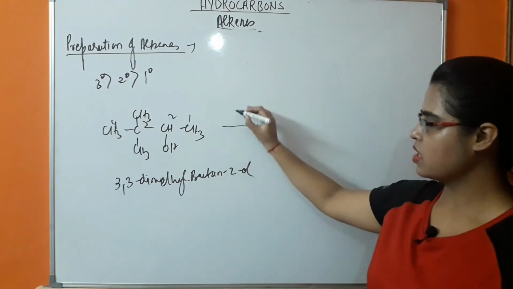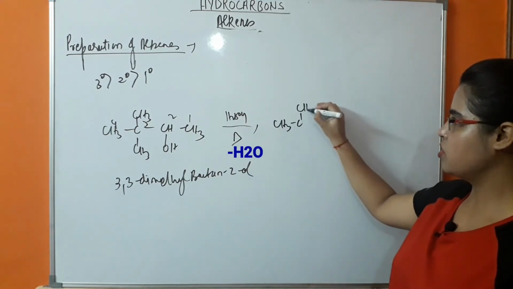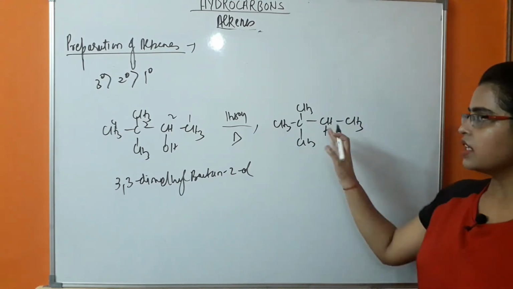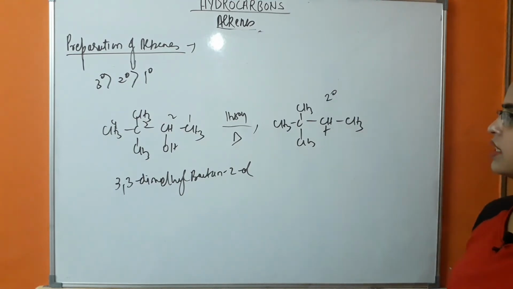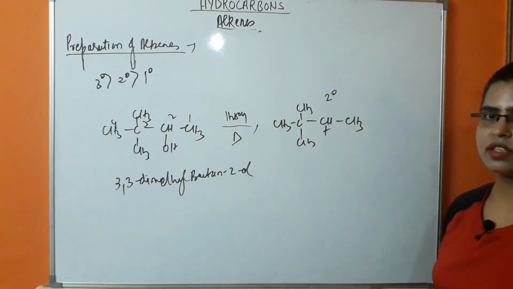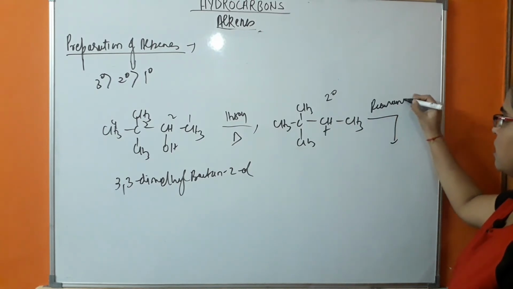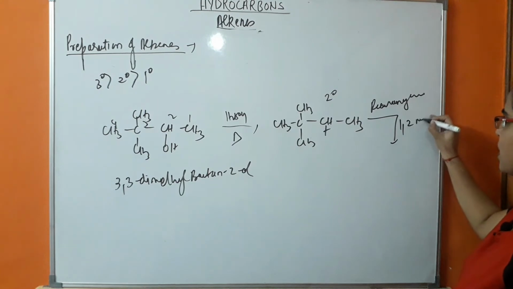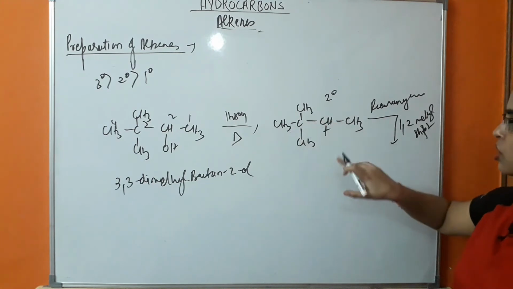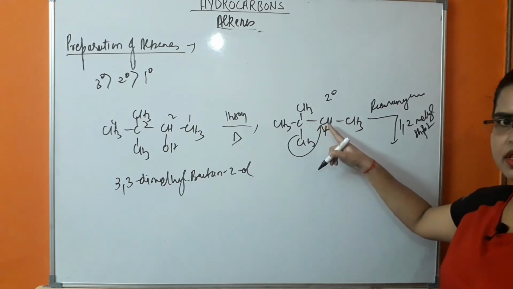What will happen in this case? In the presence of H2SO4 and heat, there will be formation of CH3, CH3, CH3, CH3 plus. Okay, this is 2 degree carbocation and the stability of 2 degree carbocation is less than 3 degree. So in this case there will be chances of 3 degree carbocation formation. So rearrangement will take place, that is 1,2-methyl shift. Okay, this is 1,2-methyl shift. So what will happen? This methyl from the second position will shift to this first carbocation.